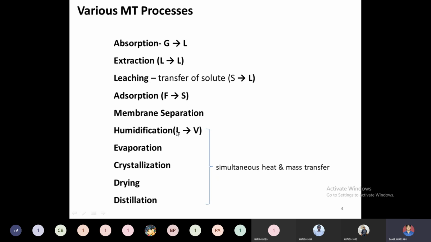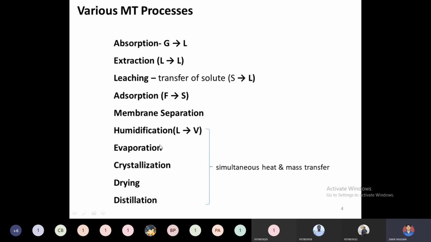So that is nothing but an evaporation operation. Concentration of juices, by evaporating the excess amount of water which is present in that juice composition, is nothing but an example of an evaporation operation. Then crystallization.